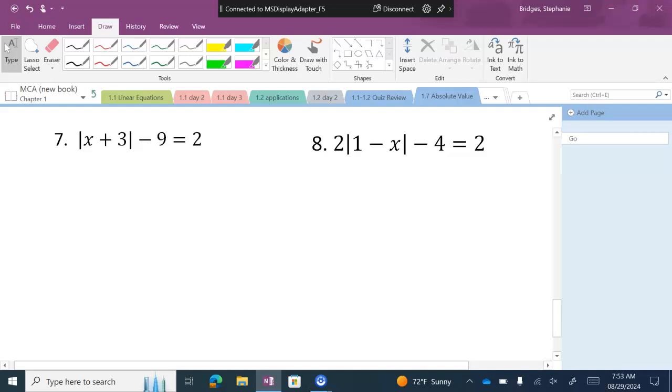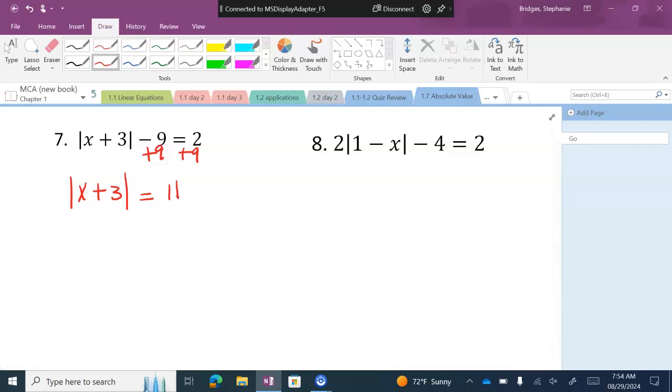Do you notice the difference in this one? There's something on the outside of my absolute value. So before I can set up my 2 equations, I need to get that absolute value of x plus 3 all by itself. So what would I have to do first? I'm going to add that 9 over. I need to get that 9 away to the other side. Okay, so I'm going to end up with the absolute value of x plus 3 is equal to 11.